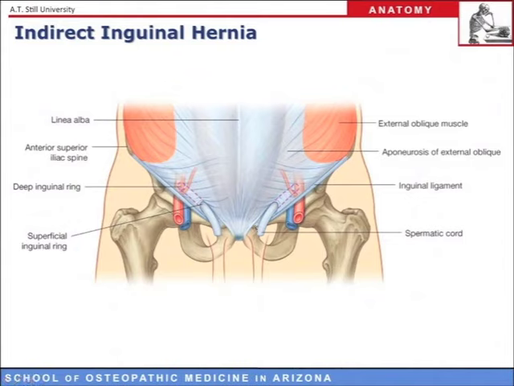The inguinal canal, on the other hand, is a tubular structure, and it's responsible for conveying the spermatic cord, or in the case of the female, the round ligament of the uterus. Okay, so this inguinal canal is also the pathway by which an indirect inguinal hernia can leave the abdomen. Alright, so it's a canal, or it's a tube, so it's going to have two openings.